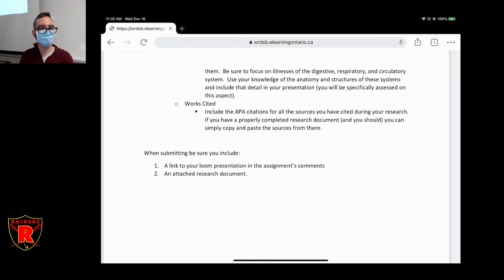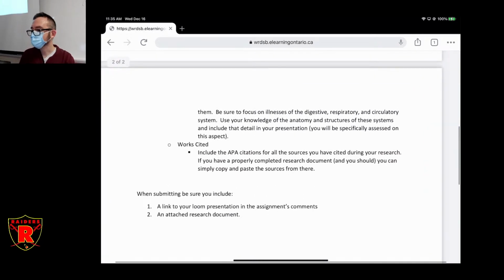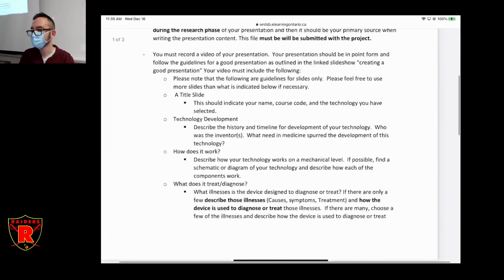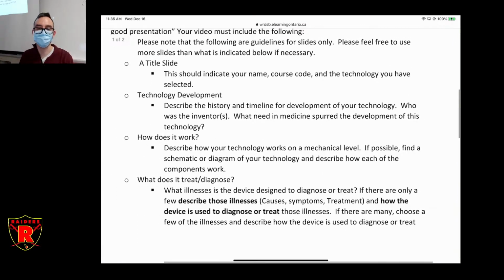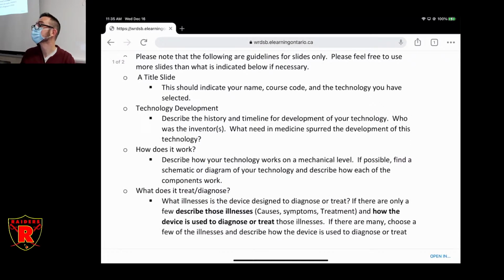How long should the video be? Good question. There's no specific time included here because what I'm looking for is that you actually address all of these things. I've seen good presentations that were about 7 or 8 minutes long that included all of this information and were detailed enough. I've seen 5-minute presentations that didn't include the level of detail that they probably should have. Very few 5-minute presentations do. So somewhere around 8 minutes is probably what you're shooting for.